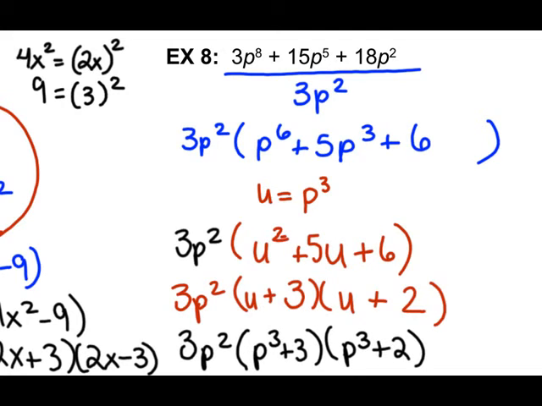Now I have to ask myself, am I done? Well, I have p cubes, but last time I checked, 3 and 2 are not perfect cubes. So I am done. So the answer to my math problem is 3p squared times p cubed plus 3 times p cubed plus 2.